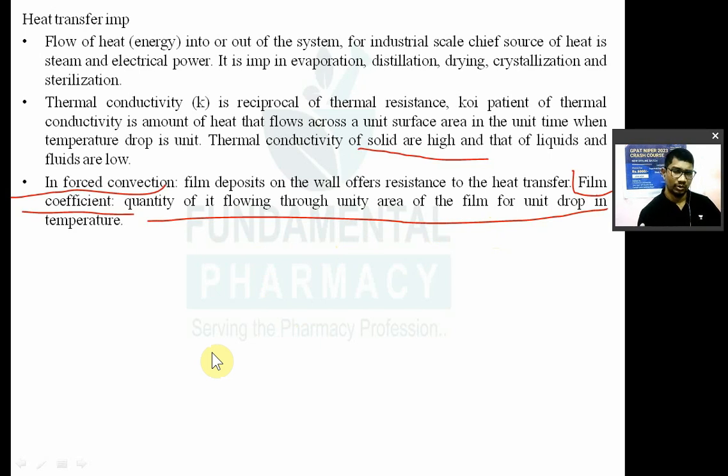Now what happens in the forced circulation or forced convection? So film deposits, there is a deposition of films on the walls of tubing. So that decreases the heat transfer. Now film coefficient is the term that is nothing but the quantity of heat flowing through a unit area of the film for unit drop in the temperature. That is a film coefficient. Okay? ये definition आपको कभी पूछ देंगे.